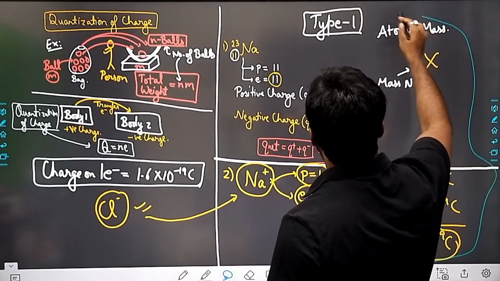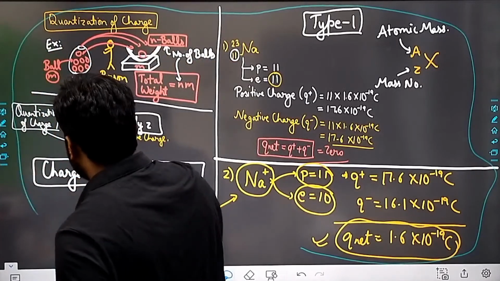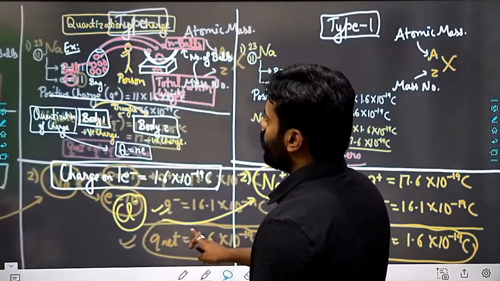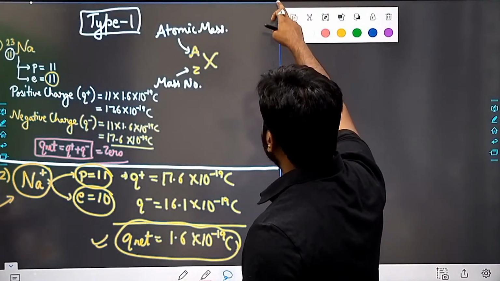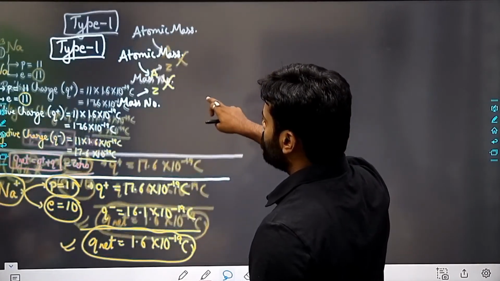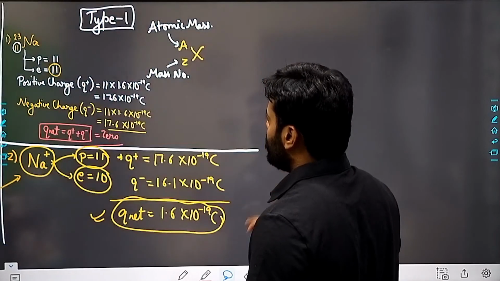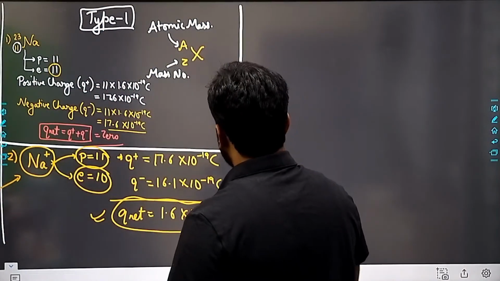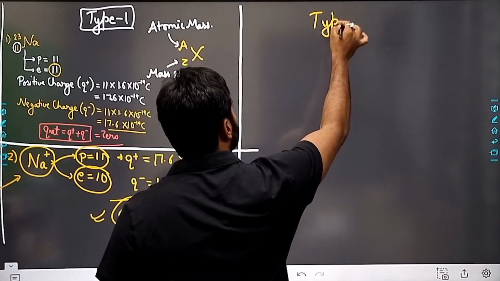Now I'm shifting this whole thing to the left, and I'm moving towards the next part, which is type 2. So this is the type 1 which we are having. Next one is type 2.